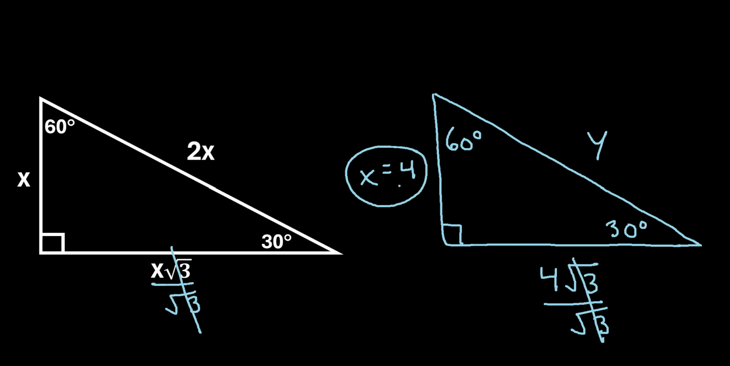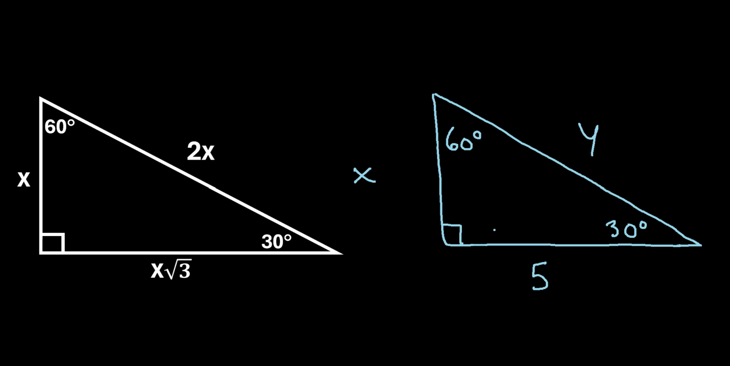And then it gets pretty easy from here. When we know x, to find the hypotenuse, the long side, we just do 2 times x. So in this case, we just do 2 times 4, which is 8. So the hypotenuse is 8. So that's how we can solve this triangle. All right, let's try one more example.